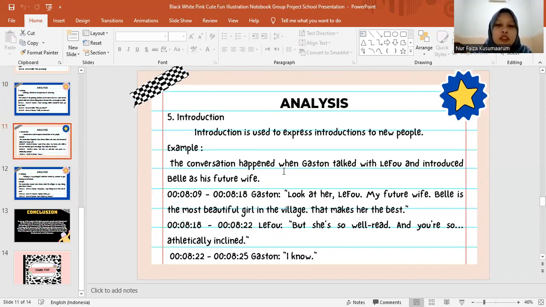Introduction. Introduction is used to express introduction to new people. For the example, the conversation happened when Gaston talked with Lefou and introduced Belle as his future wife. Analysis. The sentence, "Look at her, Lefou, my future wife," shows that Gaston intends to tell and introduce Belle to Lefou. So it can be concluded that the conversation above is included in the expressive speech act introducing, because indirectly Gaston introduced Belle as his future wife to Lefou.